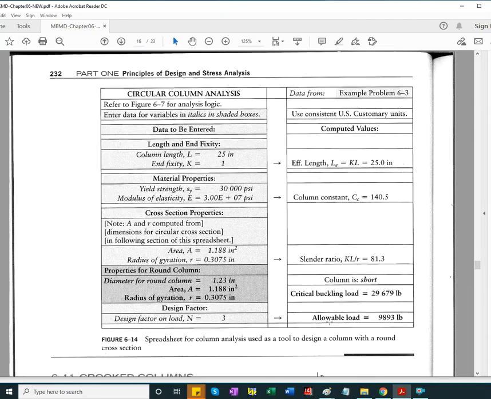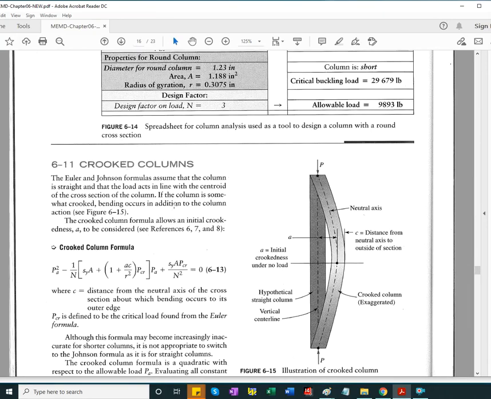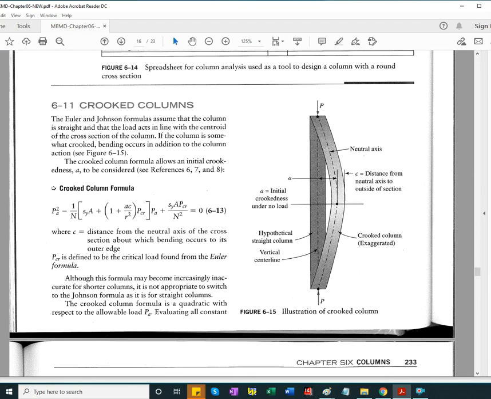Okay. Next, the chapter discusses the case of columns that have pre-existing crookedness. Because a perfectly straight, long and slender column is not possible, this pre-existing crookedness makes the column more prone to buckling. And there is this equation 6.13, which is a quadratic in the admissible load.